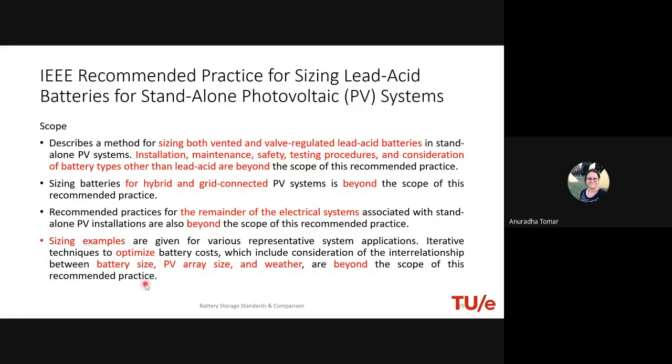The other important thing is that the size you decide for the battery would not be the optimized size, because one thing missing in the standard is the dependency between the battery size, PV array and the weather. So you would not be able to claim that your battery size is optimum, but at least you can claim that your battery size is as per the standard.